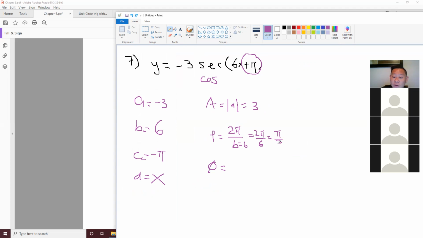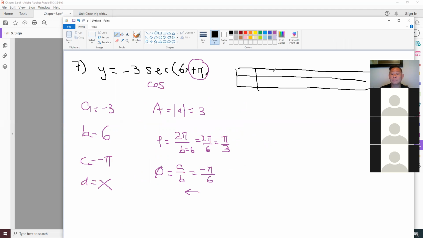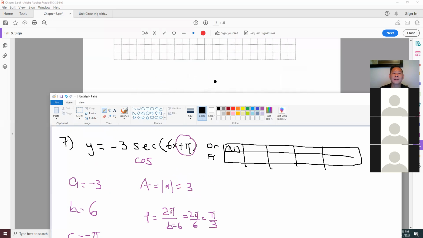Now we do have a phase shift in this case. Your phase shift is C over B. C in this case is negative pi, B is 6. So it's negative pi over 6, C over B. This means that your graph is moving to the left by pi over 6. The negative means you go to the left. Okay. So what we need to do next is give me the 5 original points for cosine. You guys remember the original points for the cosine? (0, 1), (pi over 2, 0), (pi, negative 1), and (3 pi over 2, 0).